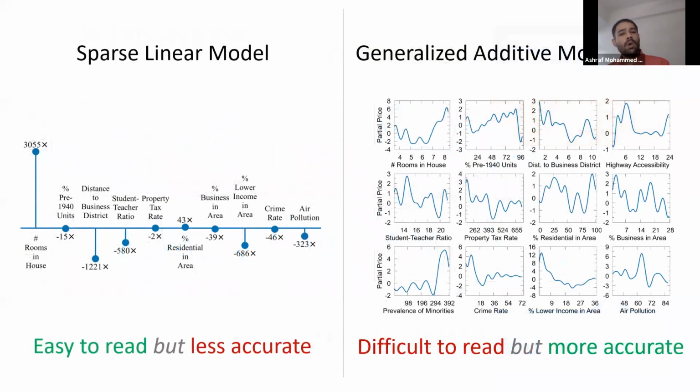So on one hand, we have sparse linear models that are pretty easy to read, but they're not so accurate. And on the other hand, we have generalized additive models that are difficult to read, but they are also more accurate.